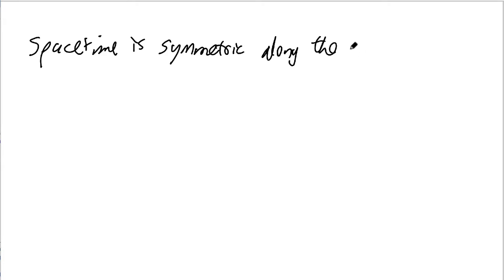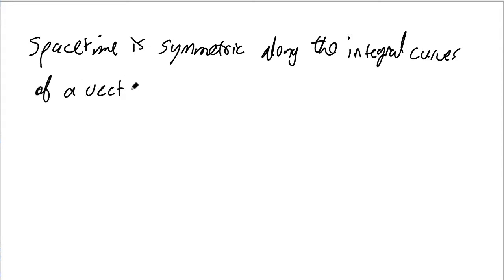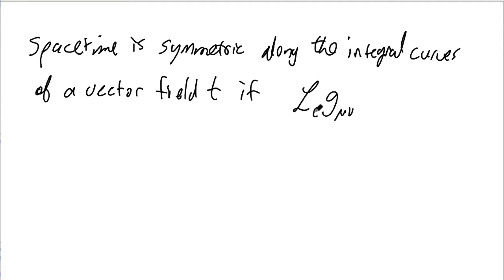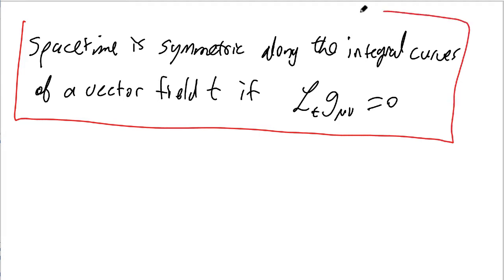Spacetime is symmetric along the integral curves of a vector field T if the Lie derivative of the metric with respect to T vanishes. And the vector field T that defines this symmetry is called a Killing vector field.